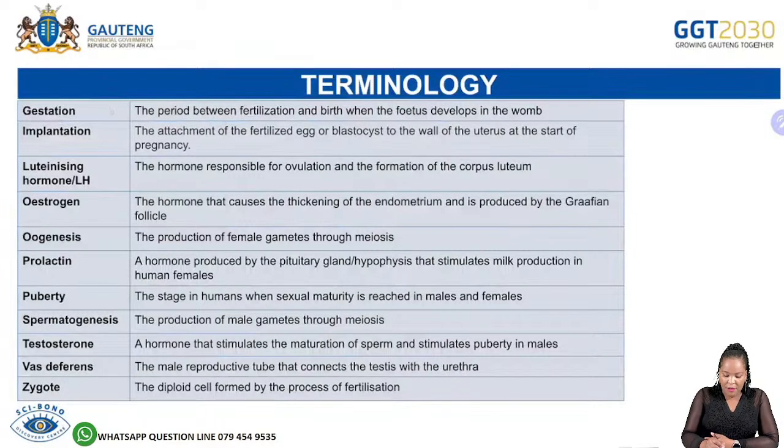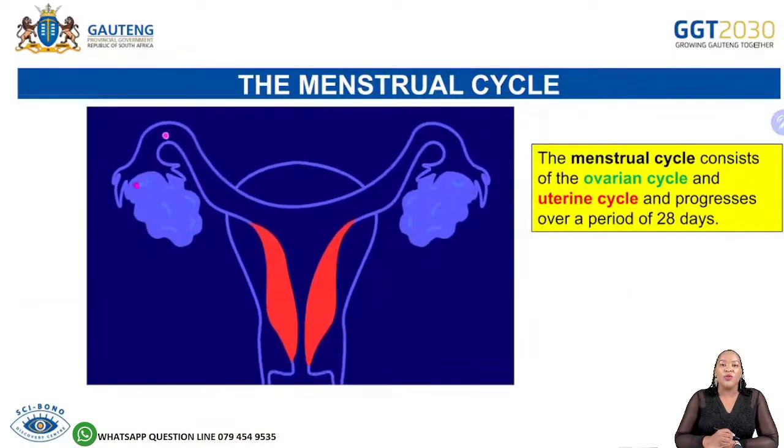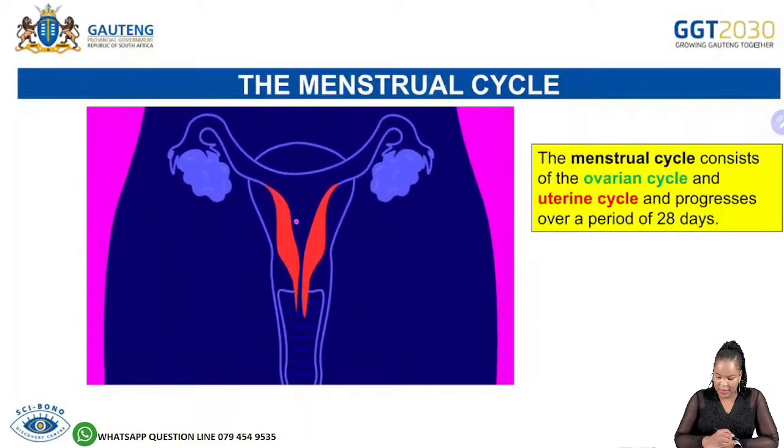Right, I would like for you to take time, write all of these terms. And as we go through the lesson and explain all of these, write the definitions or the descriptions on the side to test yourself if you are able to grasp this vast terminology that we have under this section. Right. Then we're going to start with our menstrual cycle.